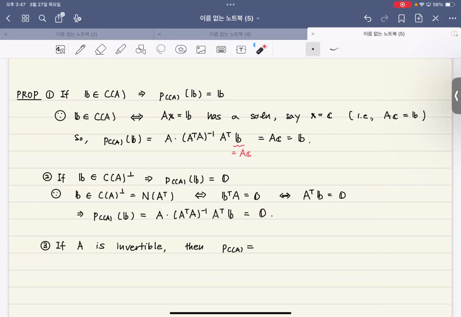But in this case, A is an invertible matrix. That means it has m columns and they are all linearly independent. Therefore, the column space of A is actually the entire ambient space. So for any vector in that space, if you take a projection onto the space itself, then nothing changes. That means this map has to be the identity, right?